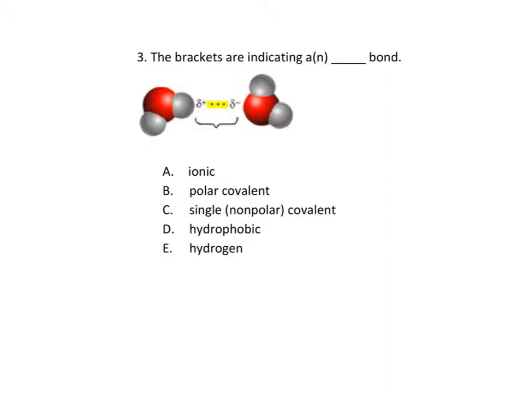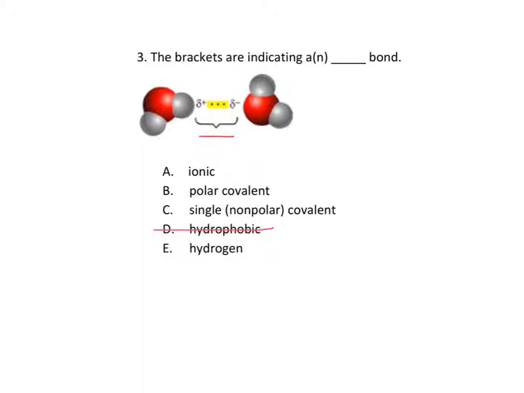Question 3 reads, the brackets are indicating a blank bond, referring to these brackets right here. A, ionic, B, polar covalent, C, single nonpolar covalent, D, hydrophobic, or E, hydrogen. So we already went over most of our definitions from problem number 1. And again, we can immediately cross off D, hydrophobic, because that's an interaction, not a bond.